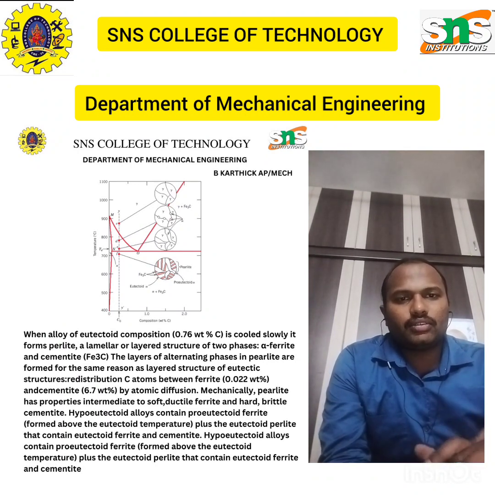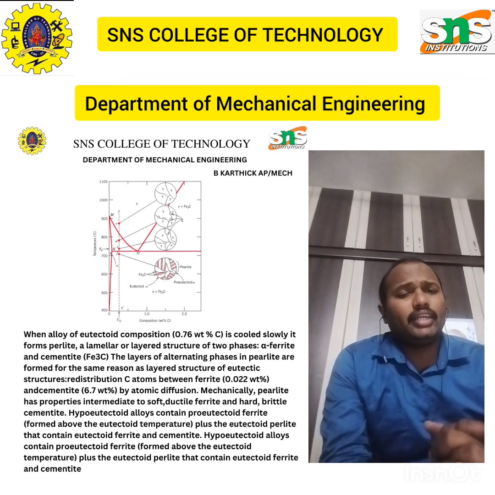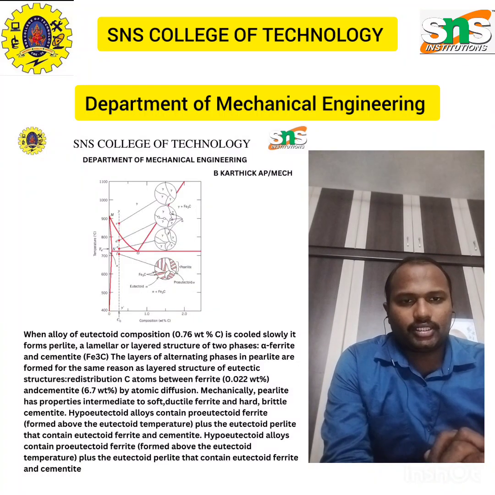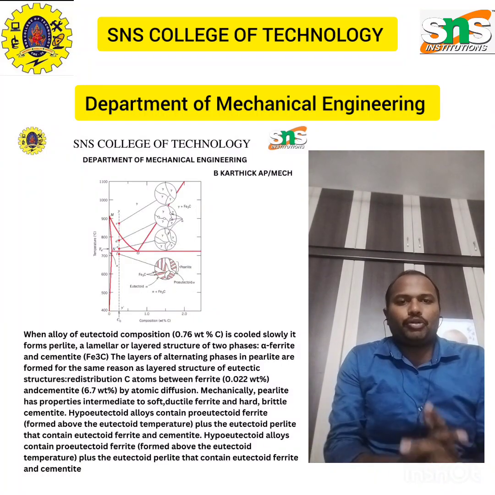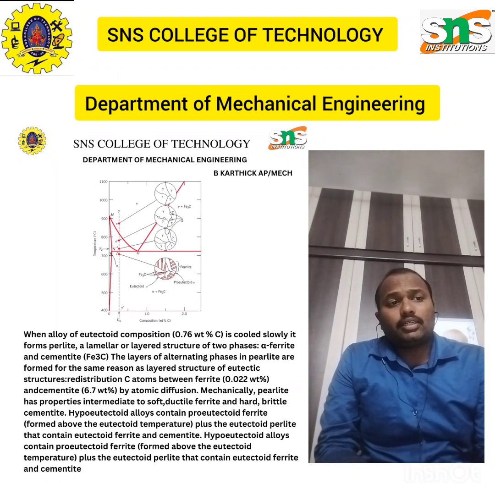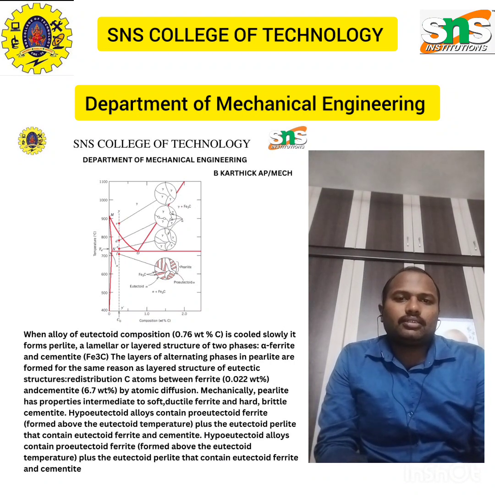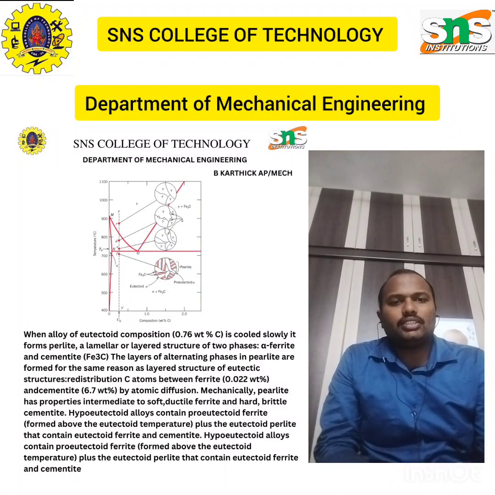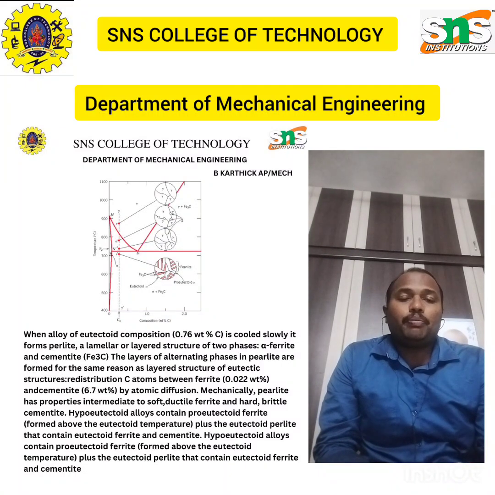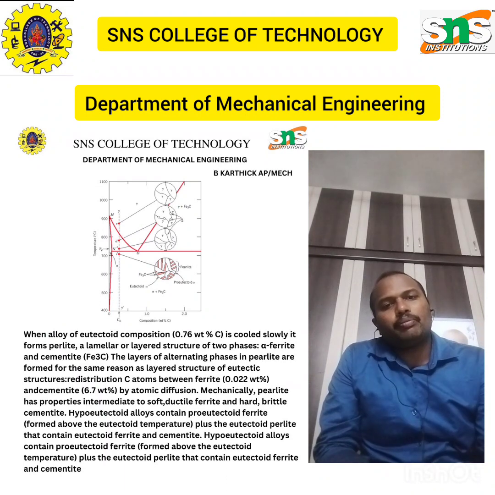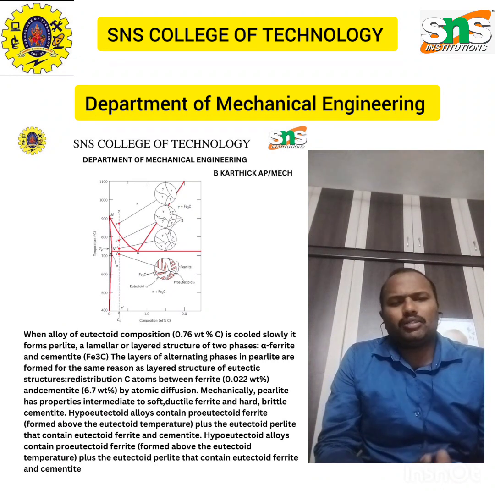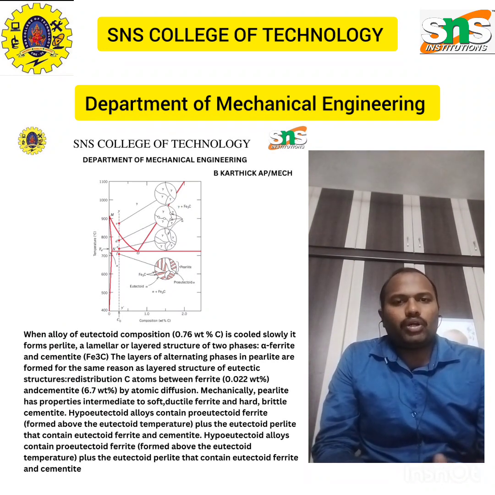In this video lecture on invariant reactions, the first video was about hypo-eutectoid steel and eutectoid steel. This video is about hyper-eutectoid steel. As its name implies, hyper-eutectoid steel is formed after the eutectoid reaction takes place, or you can say it has a carbon percentage of more than 0.8 and up to 2. Okay, more than 0.8, 0.9 or 1, up to 2.